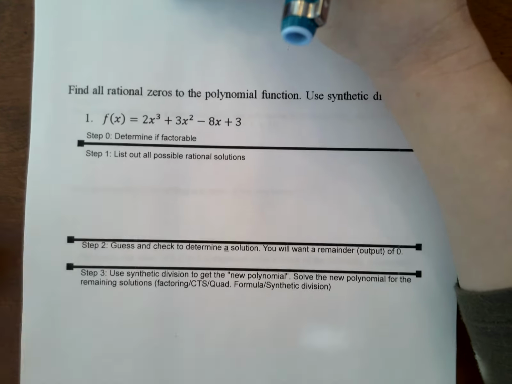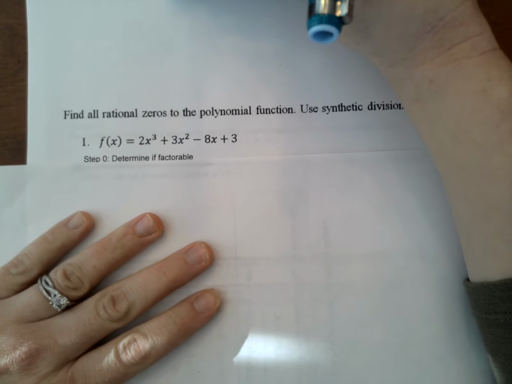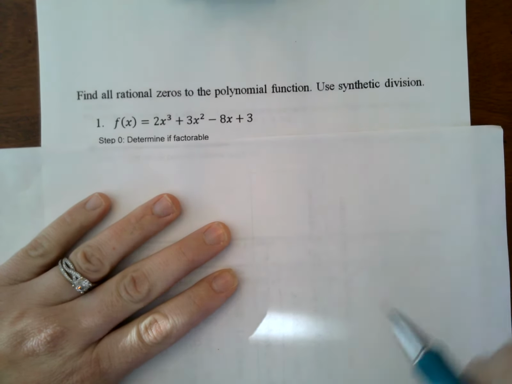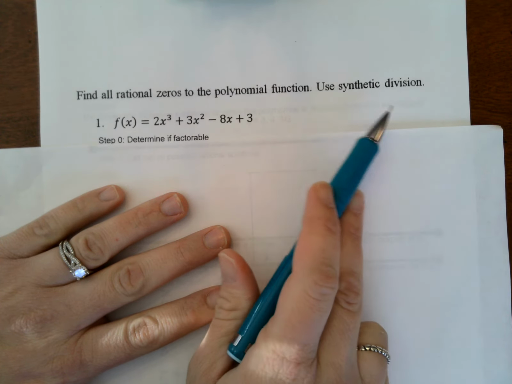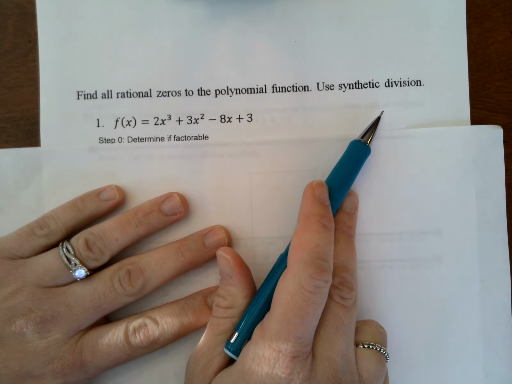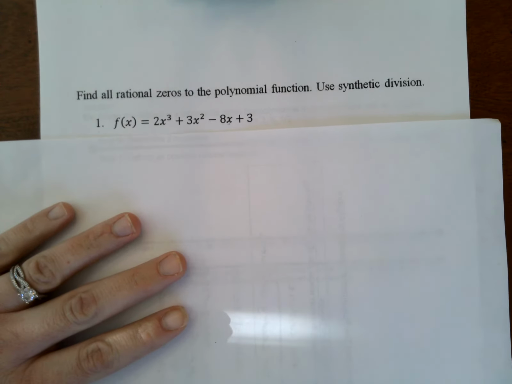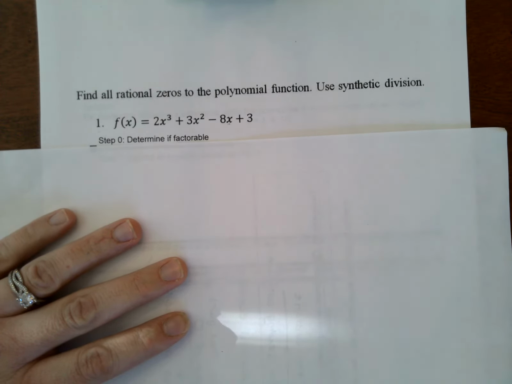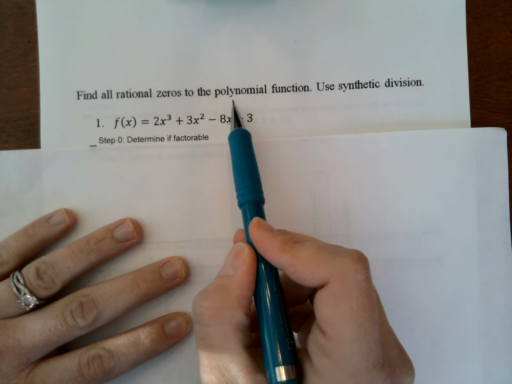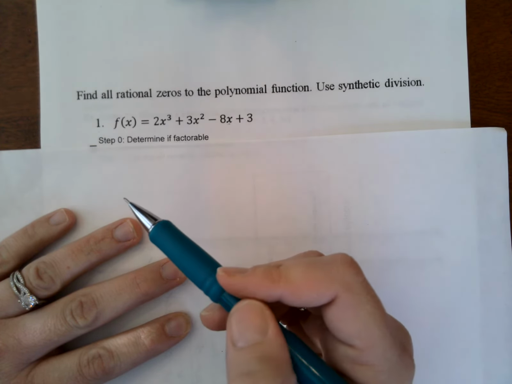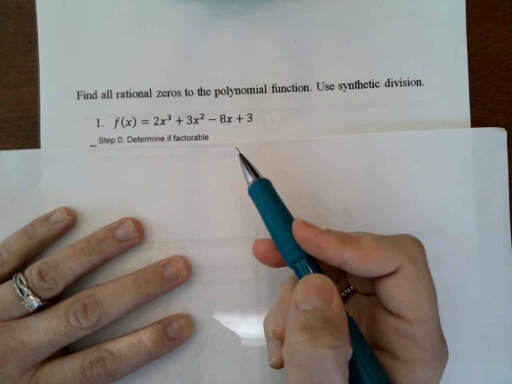So, I wanted to cover all this stuff up. All right, so we're going to find all the rational zeros of the following polynomial function. So we're going to use synthetic division. Okay, so here's our function. So the first thing, and it's already actually showing you, is if you're to find all the rational zeros of a function, step 0, the easiest thing to do is see if it's factorable.